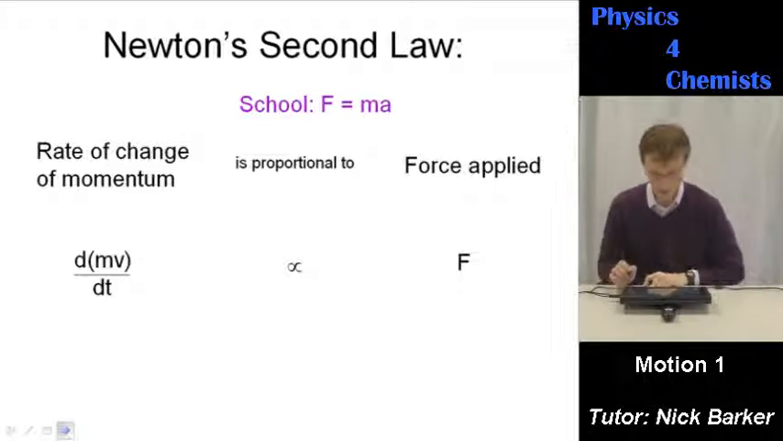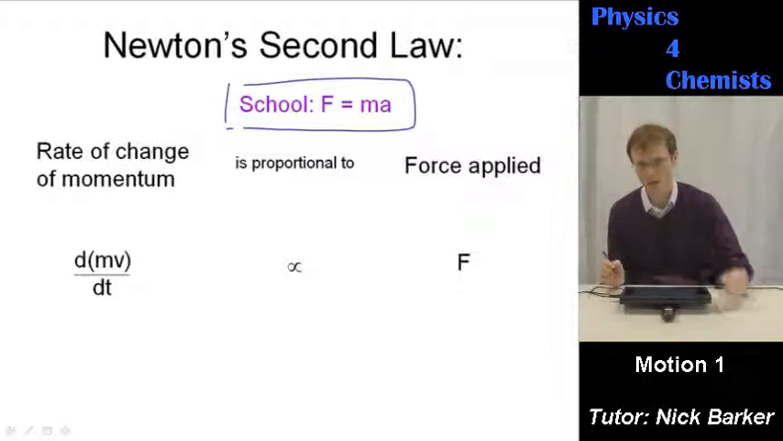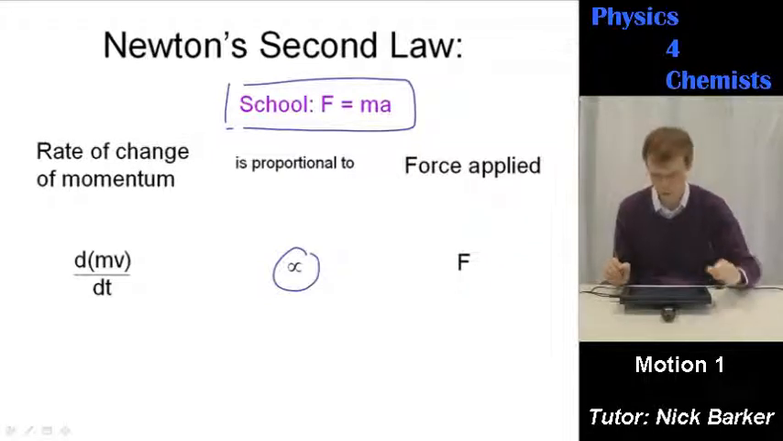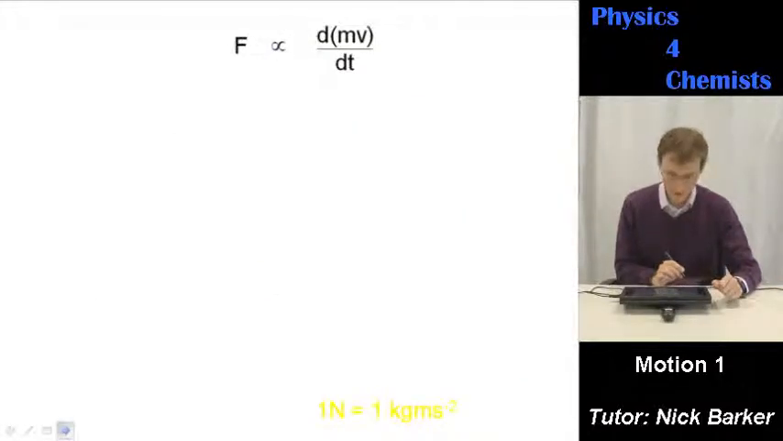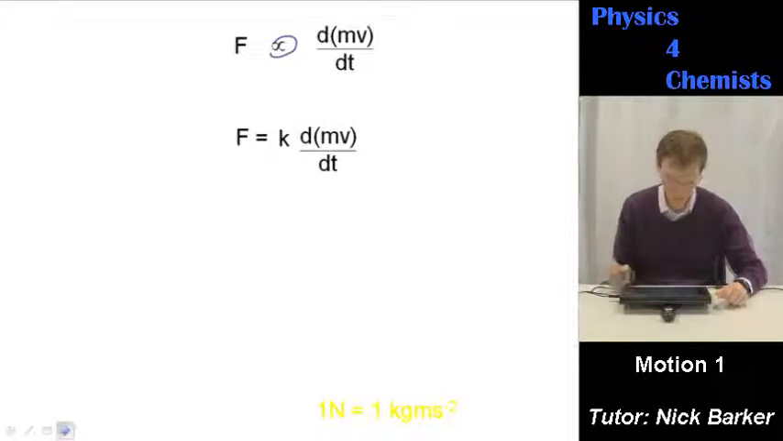Newton's second law of motion. At school, you will have been asked to learn that force is mass times acceleration, F equals ma. Going a little bit beyond that, Newton's second law in fact tells us this. The rate of change of momentum, d(mv) by dt, is proportional to the force applied to the object. So d(mv) by dt is proportional to F. Just write it the other way around. You can get rid of a proportionality sign by adding a constant of proportionality. So we've done that here. F now equals k d(mv) by dt.